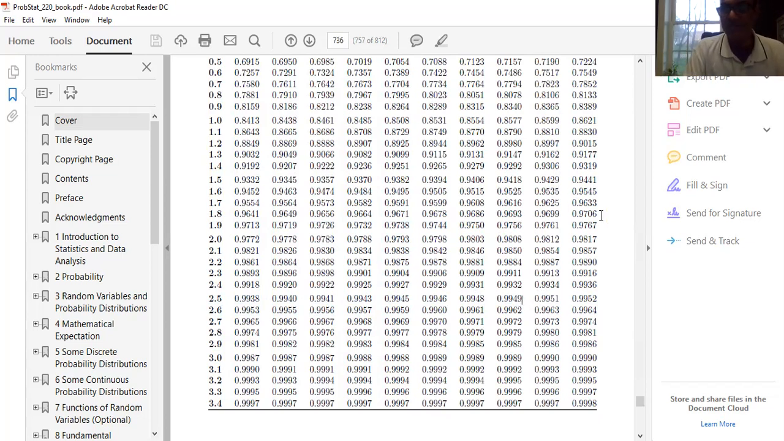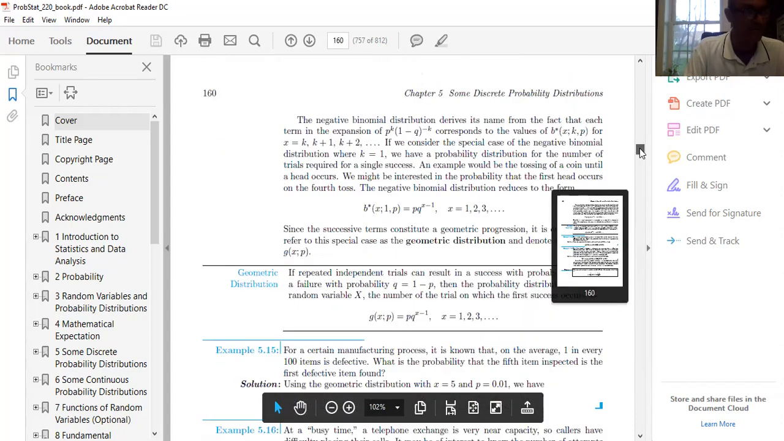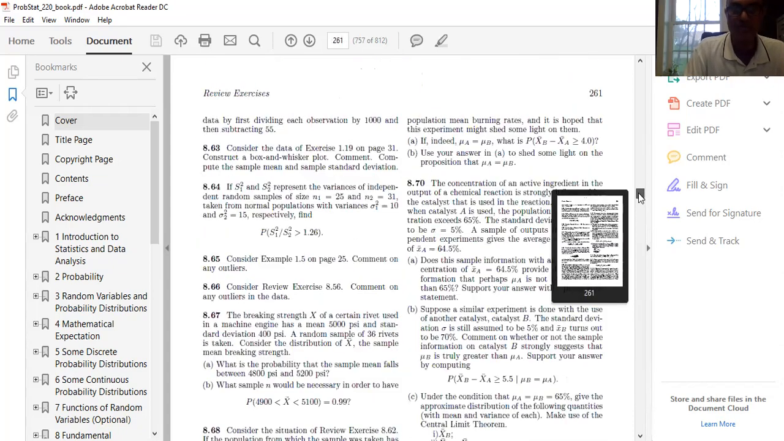Now I will let you know how we are taking care of this part. First of all, let me go back to my book page. My book page was 273.